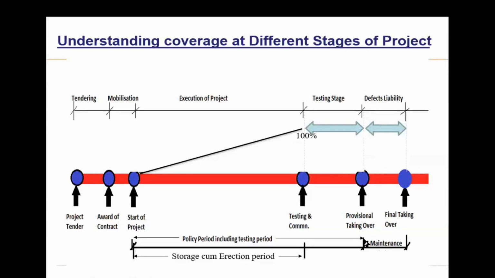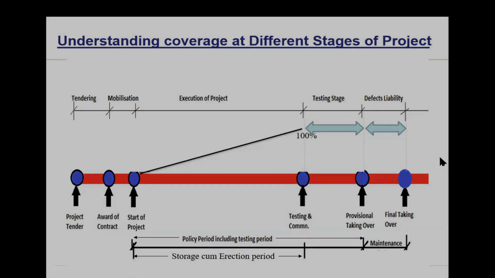Once the maintenance period is also over, after that the final taking over of the policy will be done, and this is the end of the EAR policy. Okay. So this is your storage cum erection period, this is your testing period, and this is your maintenance period or defect liability period. This speaks of the entire thing. If you understand this graph properly, you will not make any mistake.